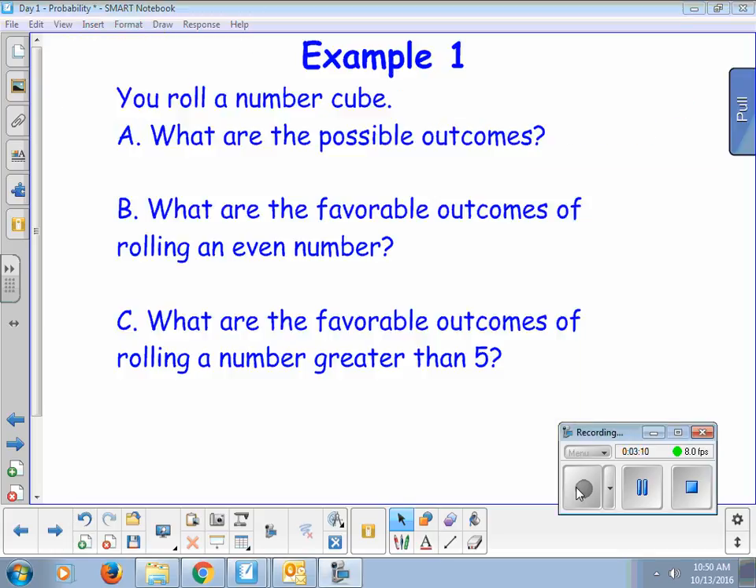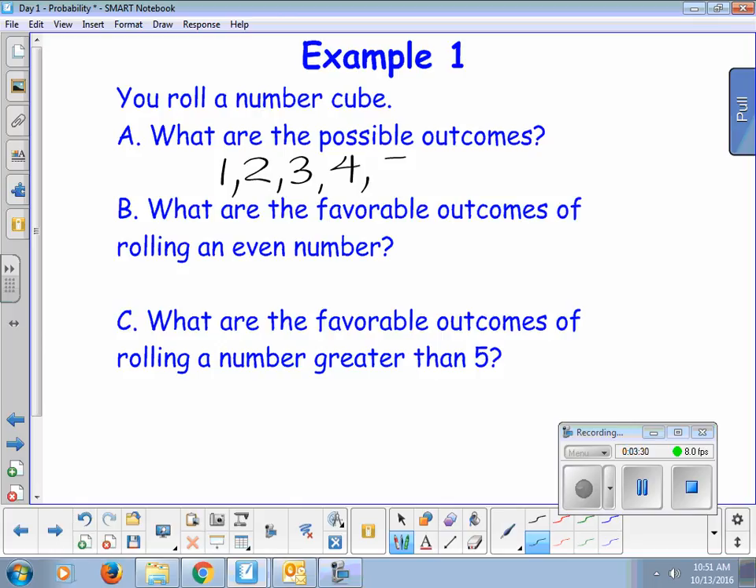Okay, so example 1. This is in the top right-hand corner of your notes. You roll a number cube. A number cube is a die or dice, but it's just 1. So you roll a number cube. What are the possible outcomes? On a number cube, what could you land on? 1 through 6. So 1, 2, 3, 4, 5, or 6.